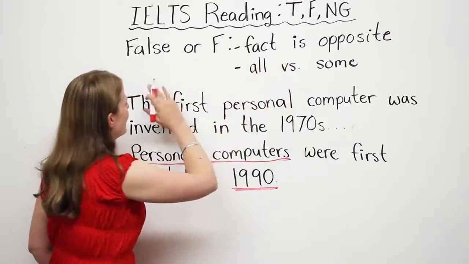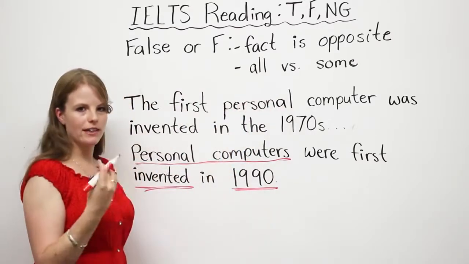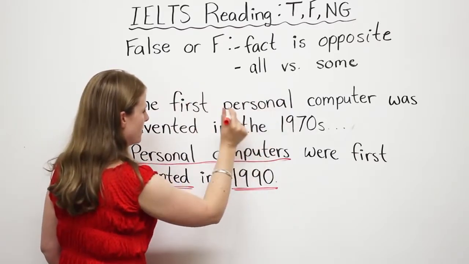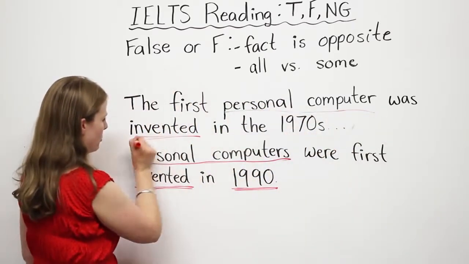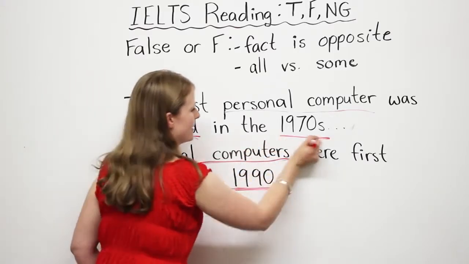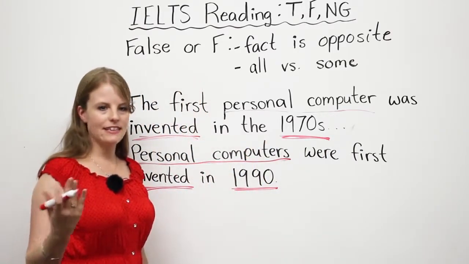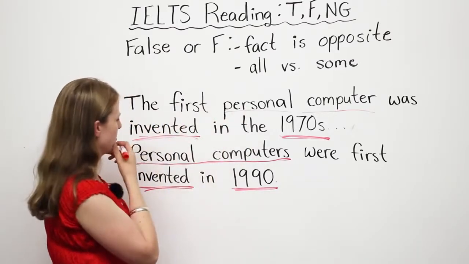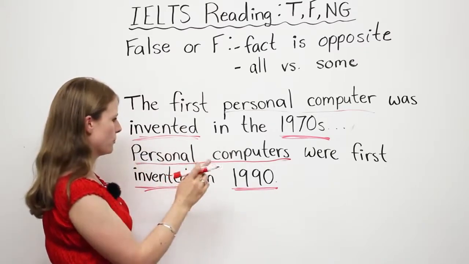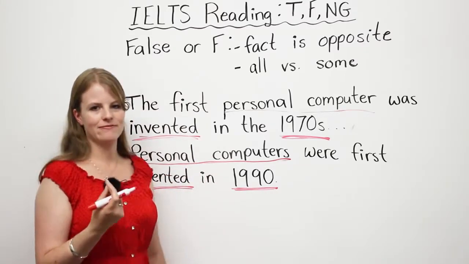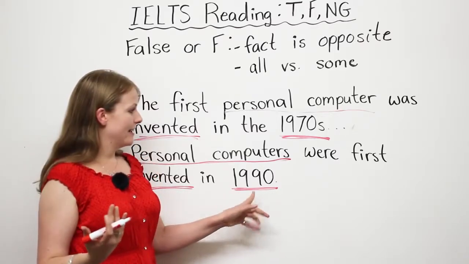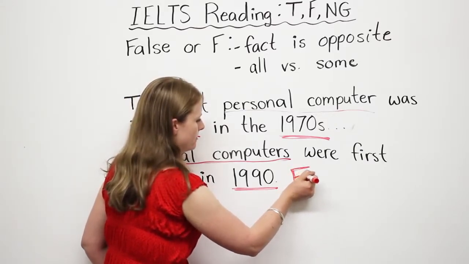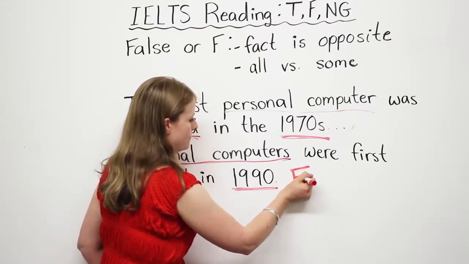So then I would do my scan, looking for the key words quickly. Invented, something that looks like invented. Okay, personal computer. Invented, same word, that's easy. 1970s. Now I look to see if there's a match. I read this carefully and I compare. The first personal computer was invented in 1970s. Personal computers were first invented in 1990. 1990, 1970s. This statement is false. So it says the opposite.